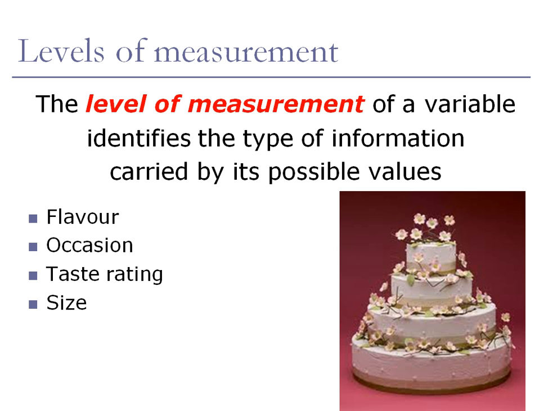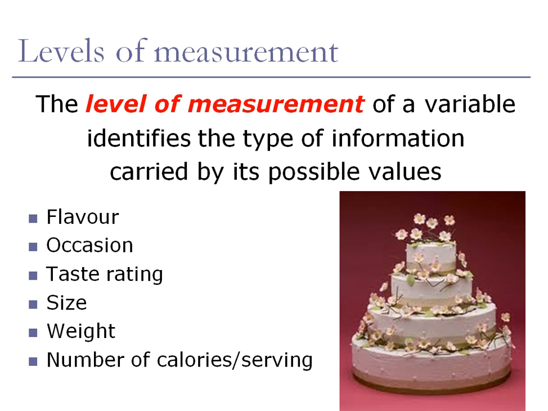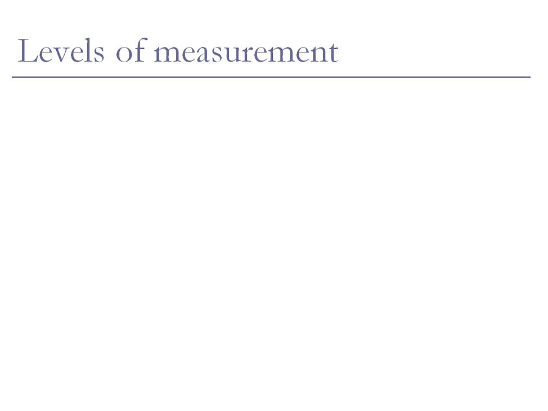Or we can look at the size. Now we're talking about the real quantity. We can actually measure this thing. We can measure it in weight, for instance, or we can measure it in number of calories per serving. So these are all things that, again, convey different kinds of information. So we're going to be looking at what these different types are and how to identify them.